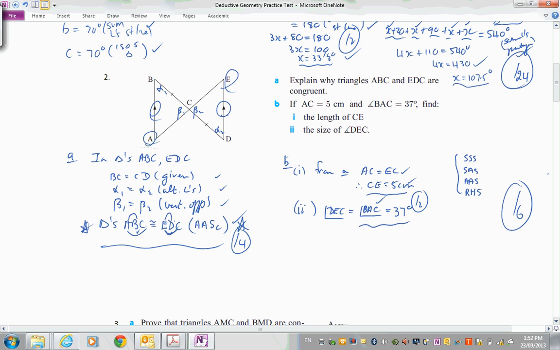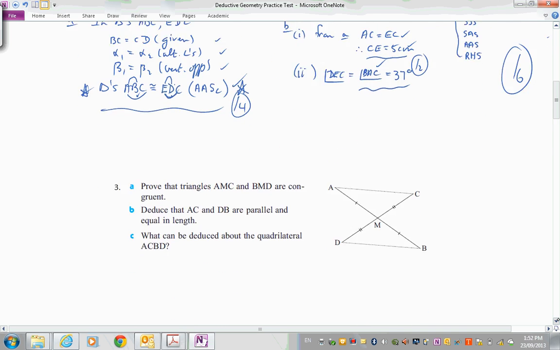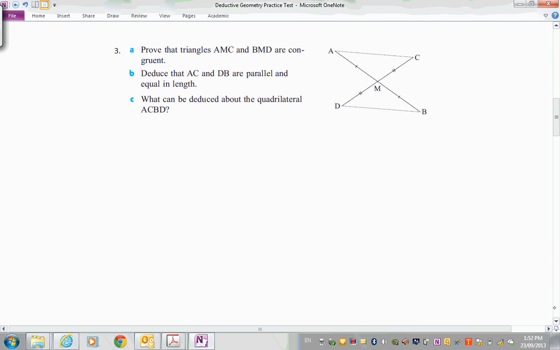How are you going? You might have been pushed for time, not sure. Let's see how we go now. Prove that these triangles are congruent. AMC and BMD. So here we go in triangles AMC and DMB, let's say. So any order at the moment, we'll establish the order in a minute. We've got AM equals BM. That's given. Let's check it off there.